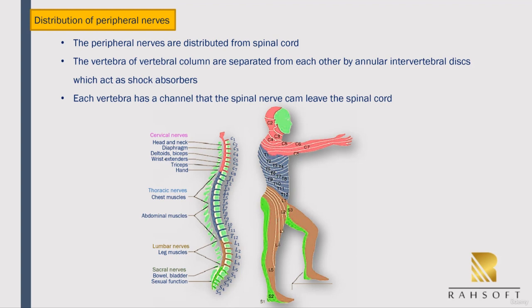The vertebrae, or the vertebral column, are separated from each other by the annular intervertebral discs, which act as shock absorbers. So if you have any sort of pressure or impact on the body, the discs help diffuse that pressure. Each vertebra then has a channel that the spinal nerve can leave the spinal cord through. The spinal cord mainly acts as this big area that helps relay signals and allows them to leave and come to the brain. That is the main purpose of the vertebral column.